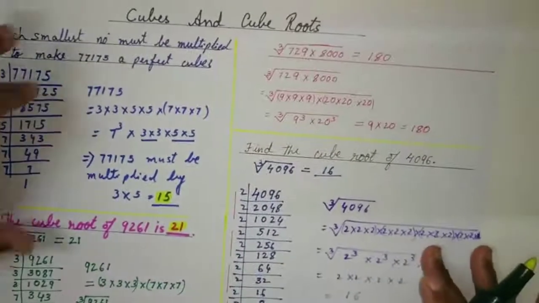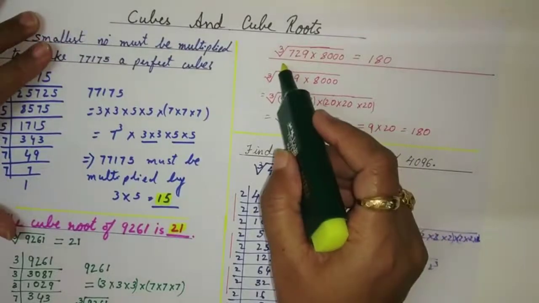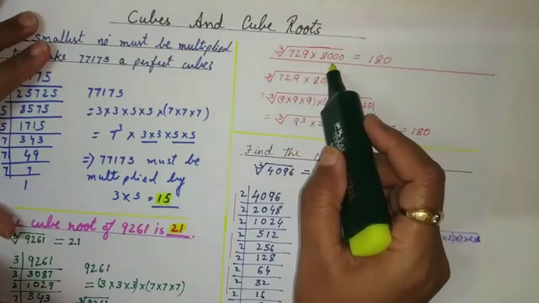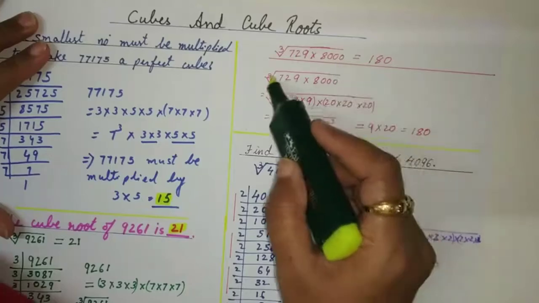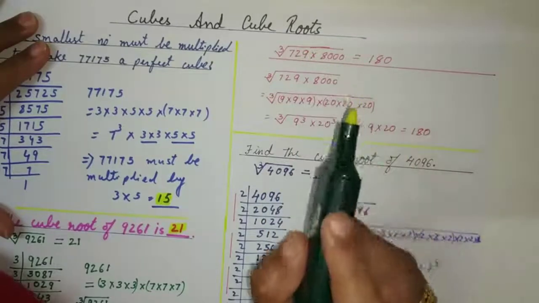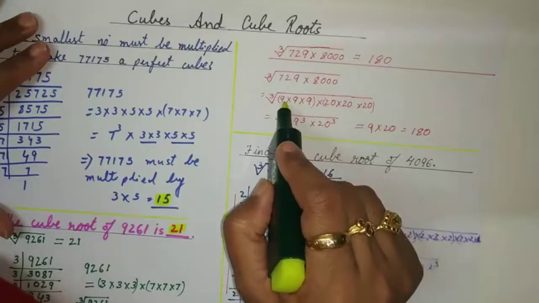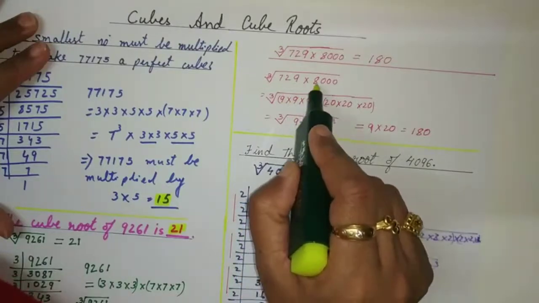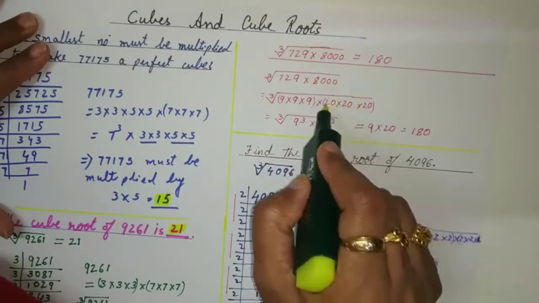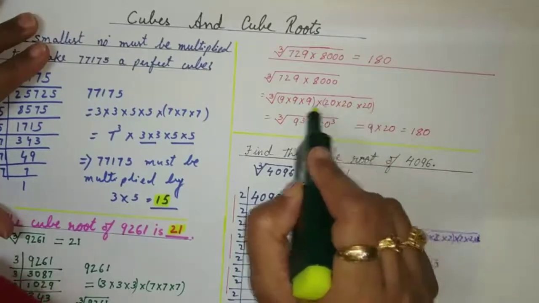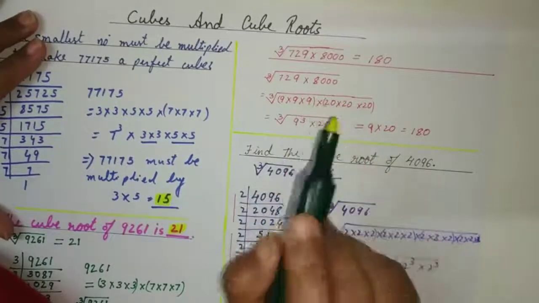And a very simple question: cube root of 729 into 8000. 729, we should all know, is the cube of 9. So 9 into 9 into 9. 8 is the cube of 2, and 3 zeros, so 20 into 20 into 20. So I have done a little bit of simplification here.